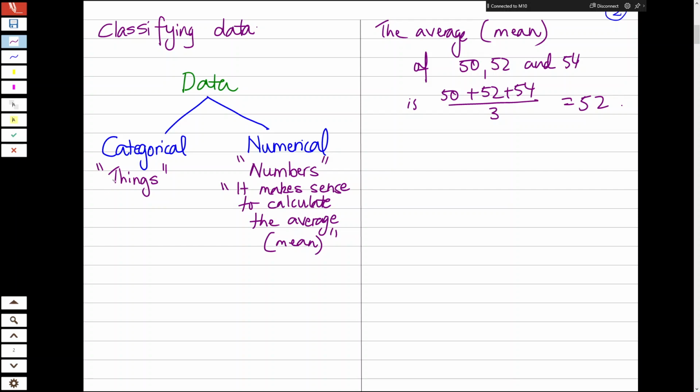Categorical. I like things. I like objects. Or let's just say not numerical. Okay? Whenever you can add, subtract, and take averages, you've got numerical data. If you can't do that, then you're dealing with categorical data. Okay? All right. Let's practice. I'm going to give you some items, and I want you to tell me whether you think they are categorical or numerical.